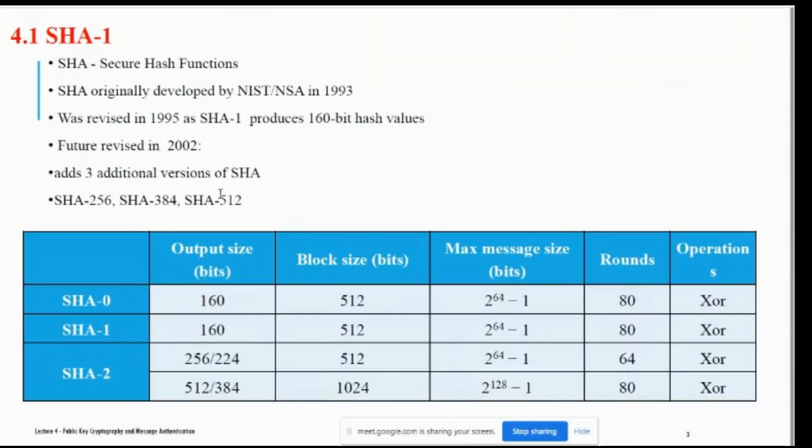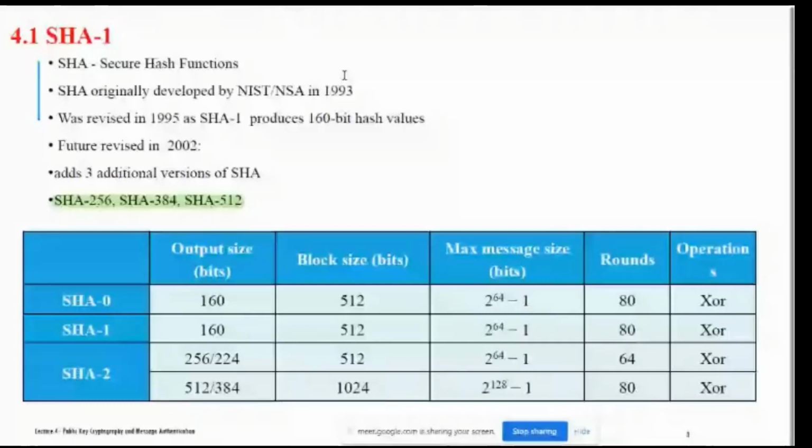In SHA, there are so many different algorithms available: SHA0, SHA1, SHA2. We can say it is a SHA family. It was started in the year 1993, and since 1993 they have been bringing so many different versions.